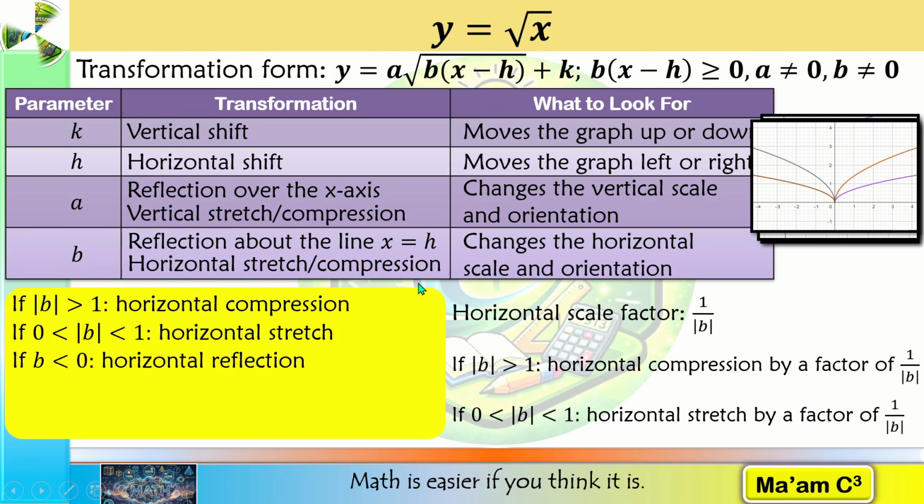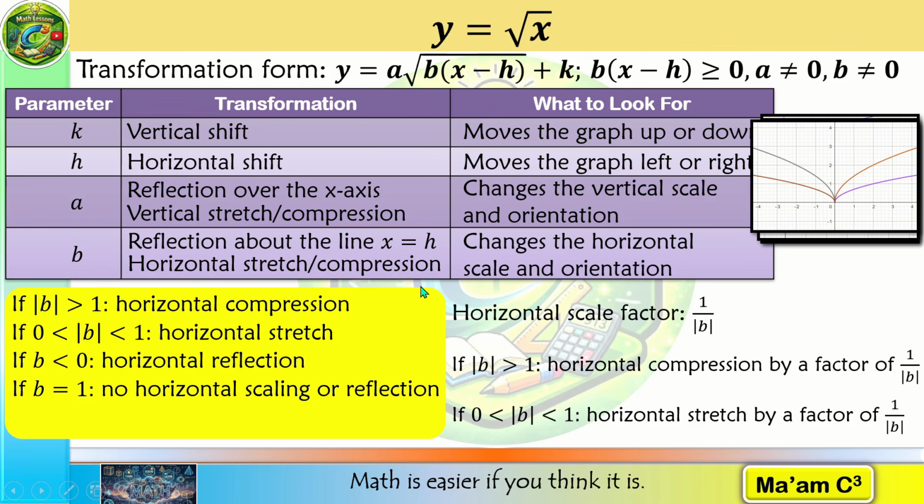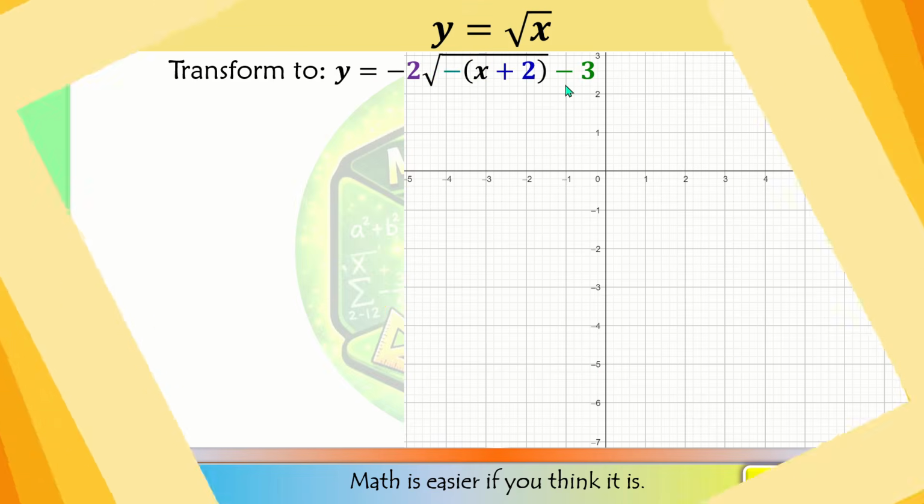And if b is equal to 1, then there will be no horizontal scaling, compression, or stretch, and there will be no reflection. And the most important transformation is that our endpoint (0, 0) in the original function moves to (h, k). Let's apply the transformation rules.